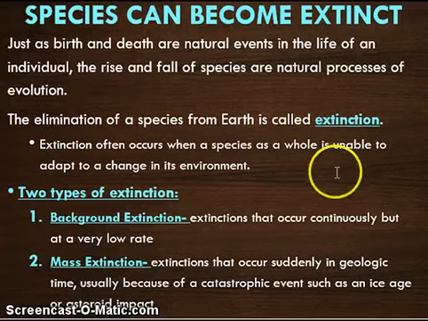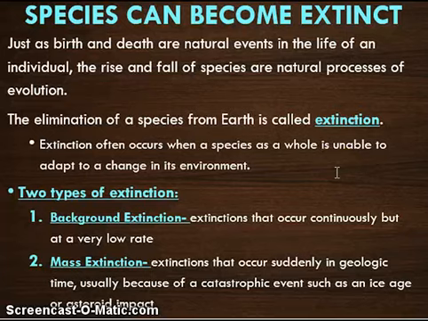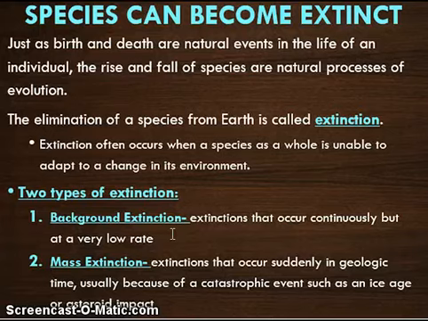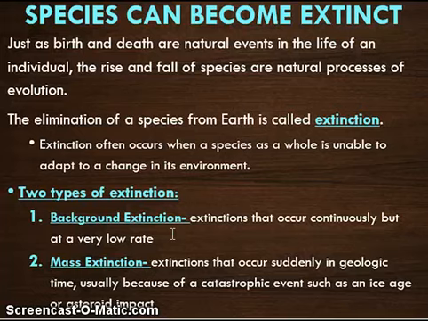So this will usually occur when a species as a whole is unable to adapt to a change in its environment. And we have two types of extinctions. The first is a background extinction, and this is where extinctions occur continuously but at a really low rate, as if it's something in the background. The next type is a mass extinction, and this is when extinctions occur suddenly in geological time, and it's usually because of a catastrophic event like an ice age or an asteroid impact.